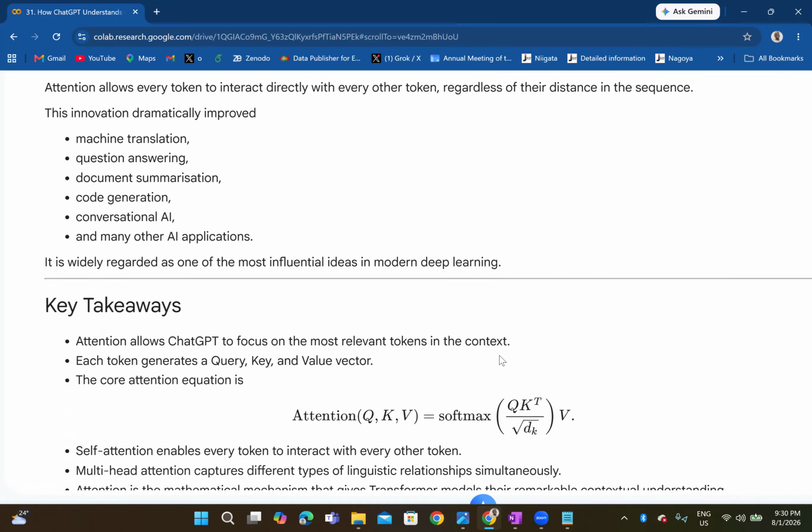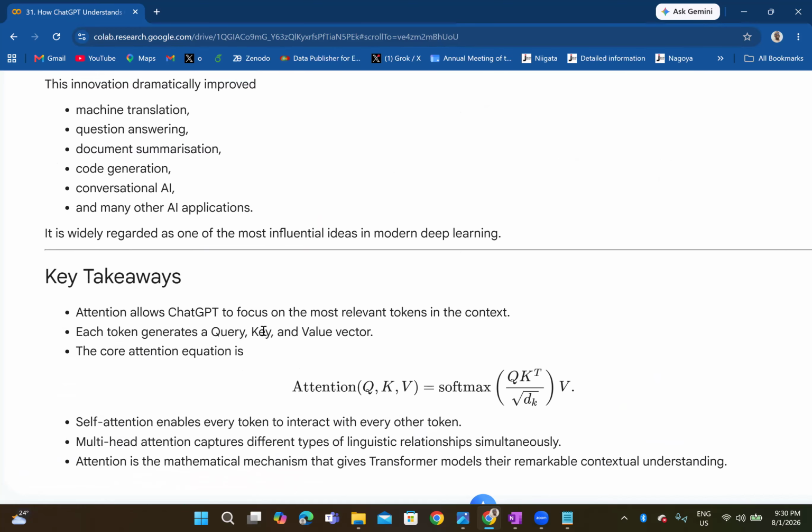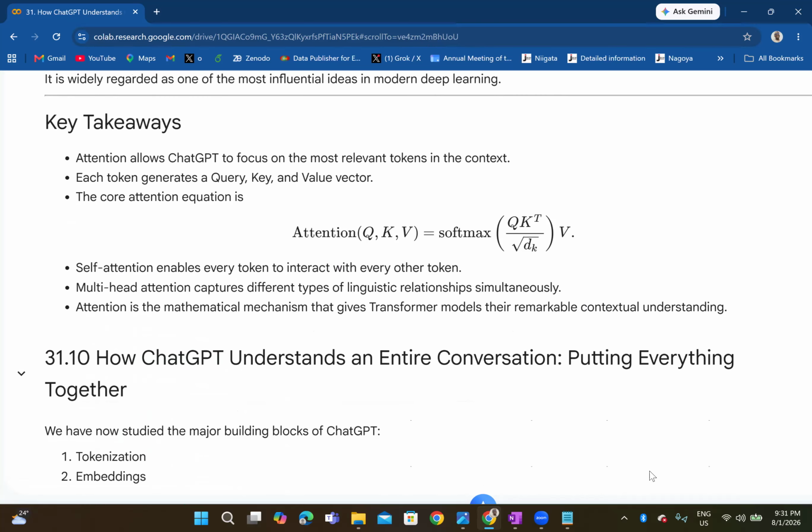So that's attention. The key takeaways: attention allows ChatGPT to focus on the most relevant tokens in the context. Each token generates a query, key, and value vector. The core attention equation is Attention(Q, K, V) = softmax(QK transpose over square root of d_k) multiplied by V. Self-attention enables every token to interact with every other token. Multi-head attention captures different types of linguistic relationships simultaneously, such as grammar, context, and pronouns. Attention is the mathematical mechanism that gives transformer models their remarkable contextual understanding.